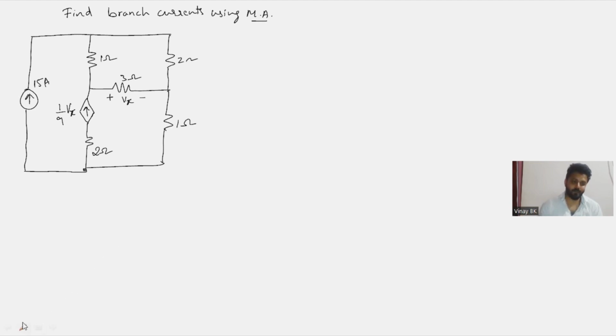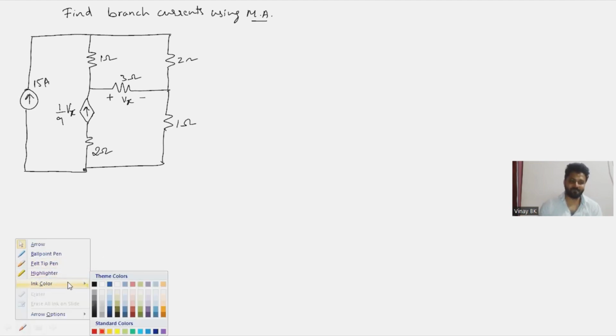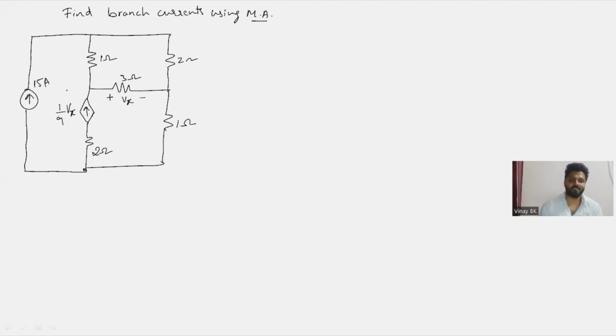So it has one super mesh. If we name the nodes here, A, B, C, D, E, F, G, H. So H, F to Z, there is a super mesh. There is a current source between two loops. Before that, I'll mention the loops now.